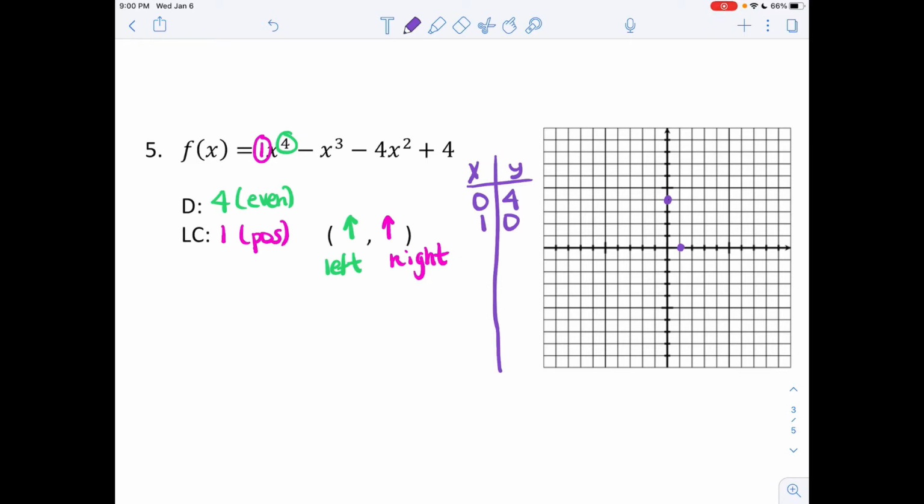So let's take a look here. All right, so if I go positive 2, then I'm going to have 2 to the 4th power, which is 16, subtract 8 from it because 2 to the 3rd power is 8. So we're left with 8 after we do our first 2 terms. We're going to subtract 4 times 2 squared, which is 4. So we're going to subtract 16. So we're left with, let's see, negative 8 at that point. And then finally we add 4 to get us back up to negative 4.